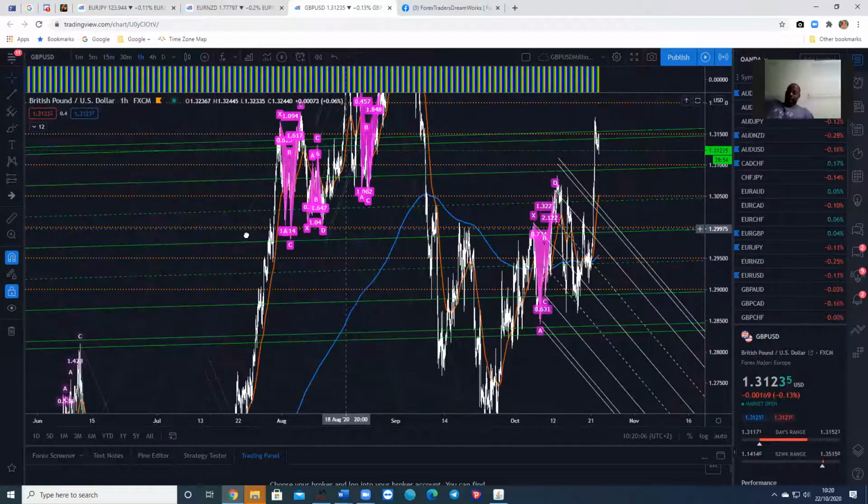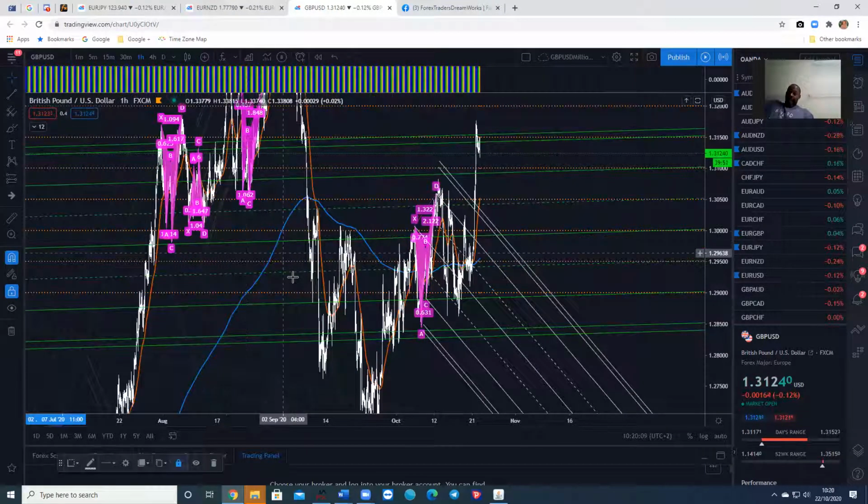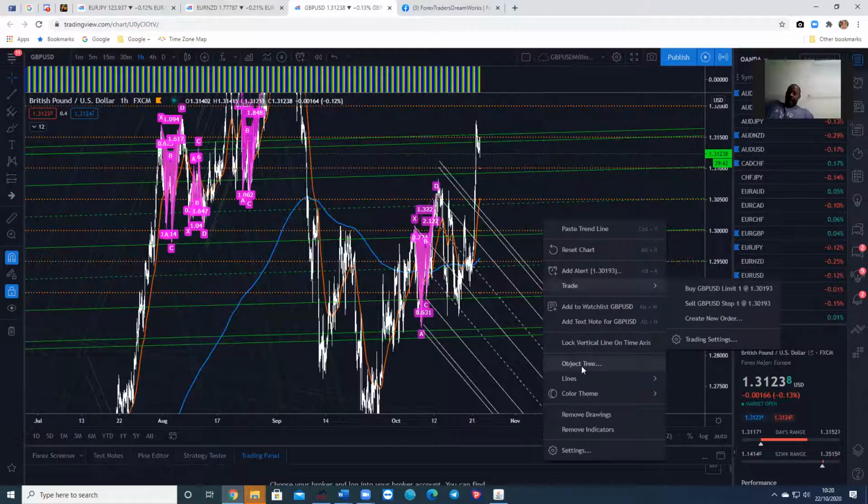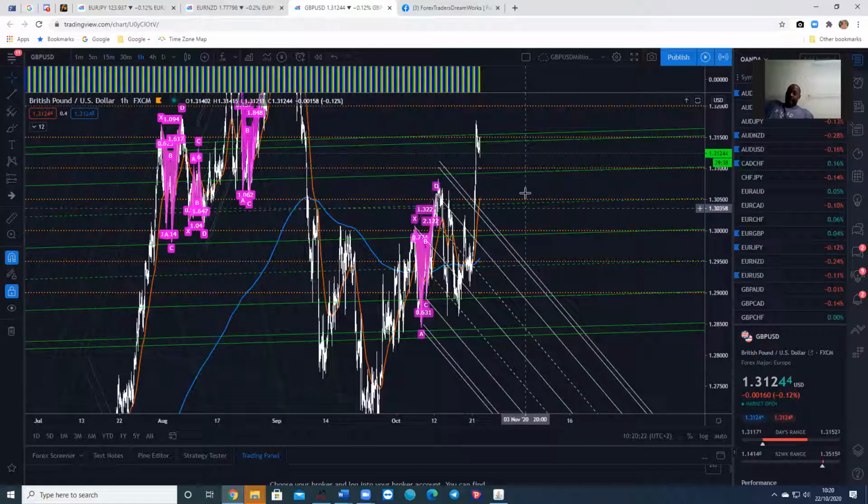Just looking, that's why I like to keep my old scans faded out in the background. Sometimes if price is way out, then I will hide them because I can switch them back on. If you come over here and put your object tree on, then it'll come up on the right hand side and you'll be able to see the list of all your scans and indicators that you've got on.